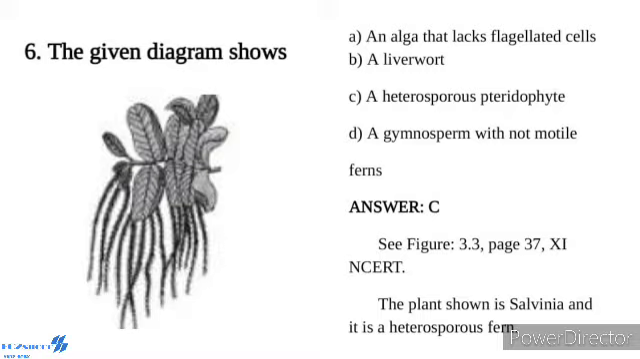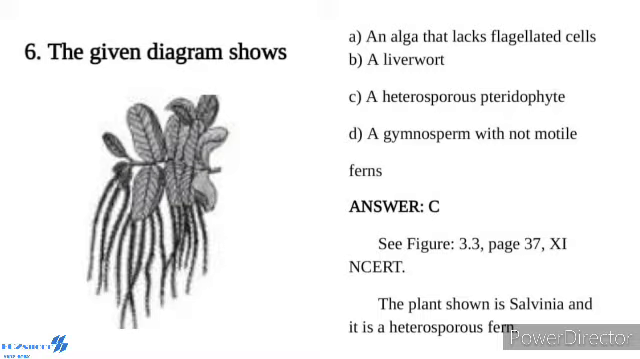Question number 6. The given diagram shows Salvinia, which is one of the pteridophytes. Salvinia is an aquatic fern commonly called sorrow of Kashmir. The plant body consists of a floating stem bearing two rows of hairy leaves on the upper surface and highly branched roots on the lower surface. It is a heterosporous fern bearing two types of sporangia, that is microsporangia and megasporangia, in sporocarps.